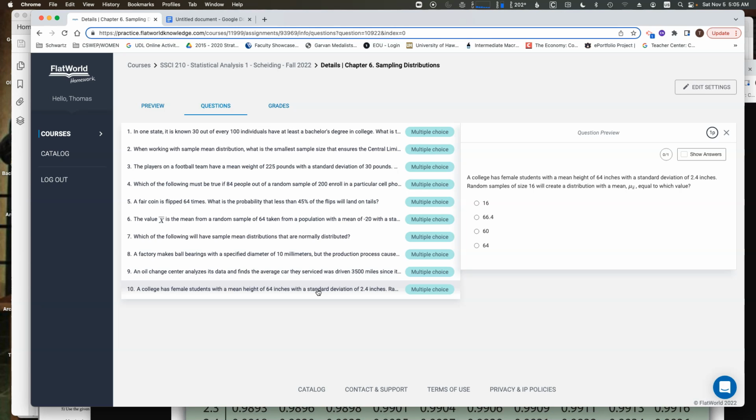And our final one. Mean height of 64, standard deviation 2.4, random samples of size 16. Oh, well, this one should not be too difficult. Because we have enough random samples, the mean would be the same. So we should still be at 64. Yep. Okay. That does it.